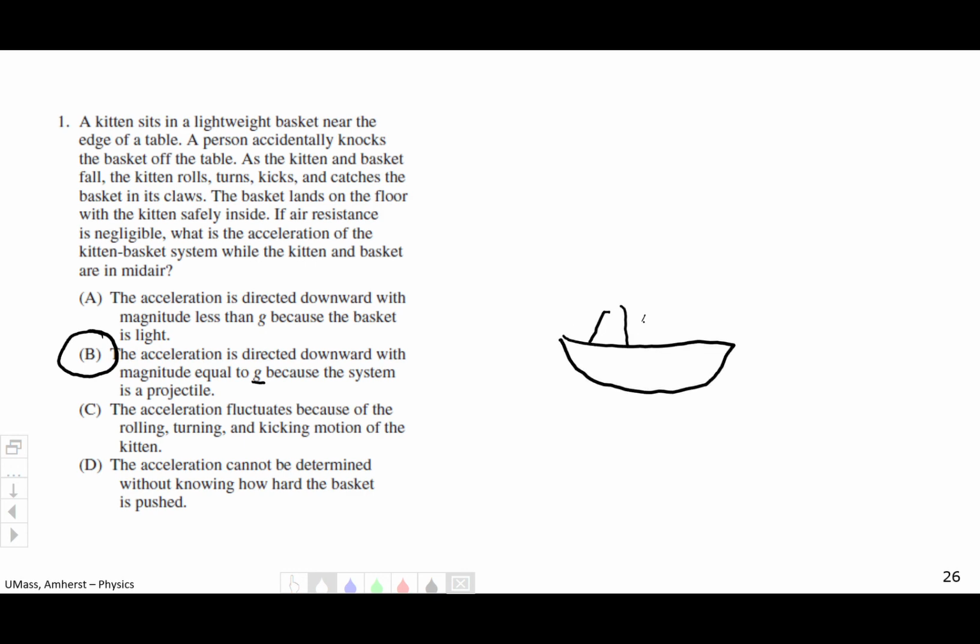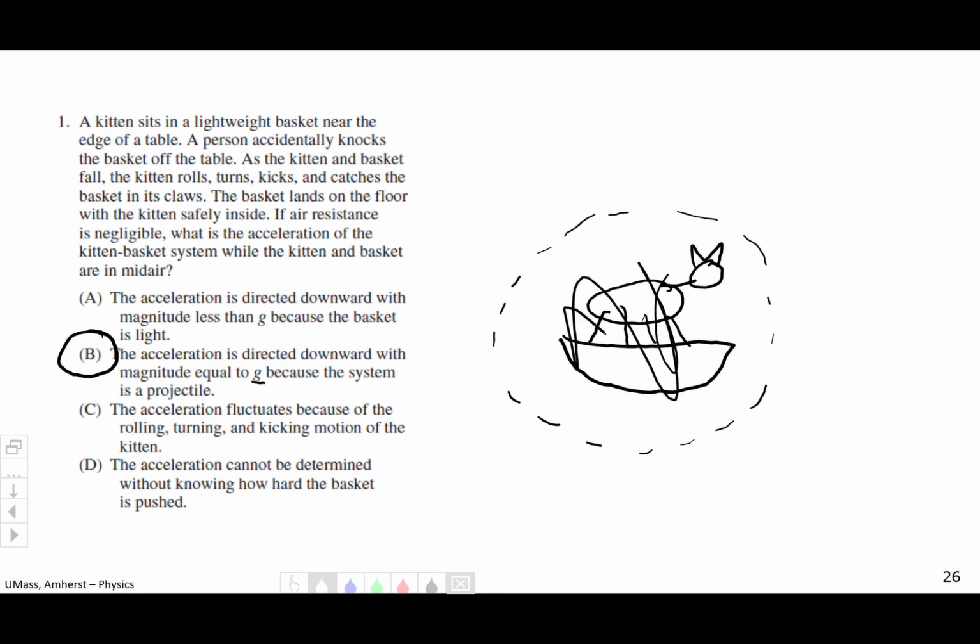Basket, 1, 2, 3, 4, kitten. All right, so if we put a bubble around the whole kitten basket system, it doesn't matter what's happening in here. This doesn't matter at all. You can be rotating, flipping, pushing, whatever. The center of mass of the kitten basket system, somewhere in here, will always be accelerating downward at g.